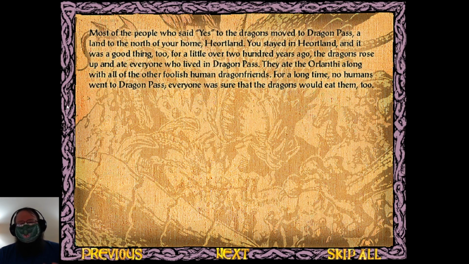Most of the people who said yes to the dragons moved to Dragon Pass, a land to the north of your home, Hjortland. You stayed in Hjortland, and it was a good thing too, for a little over 200 years ago, the dragons rose up and ate everyone who lived in Dragon Pass. They ate the Orlanthi along with all the other foolish human dragon friends. For a long time, no humans went to Dragon Pass. Everyone was sure that the dragons would eat them too.